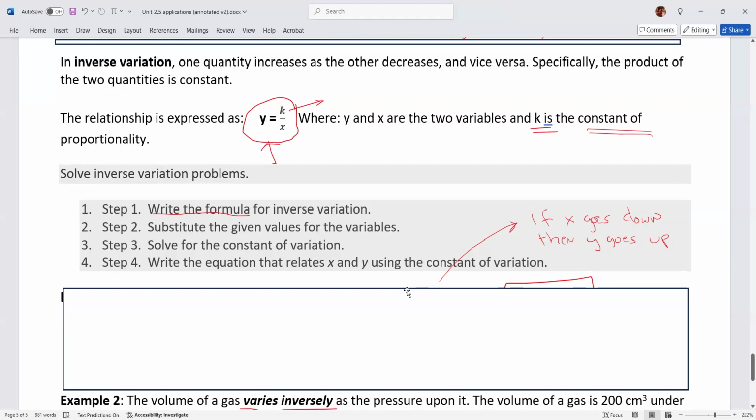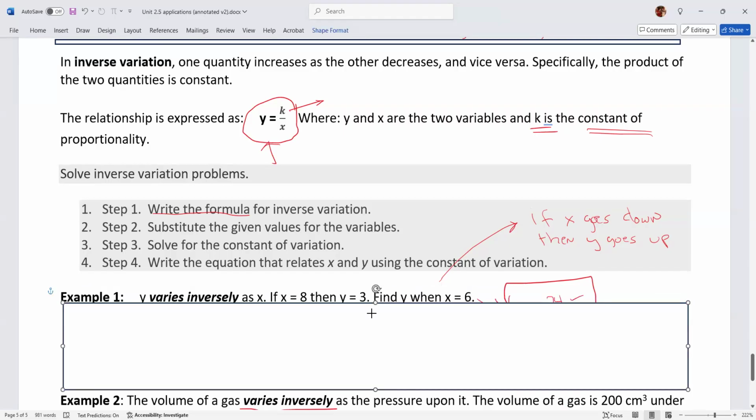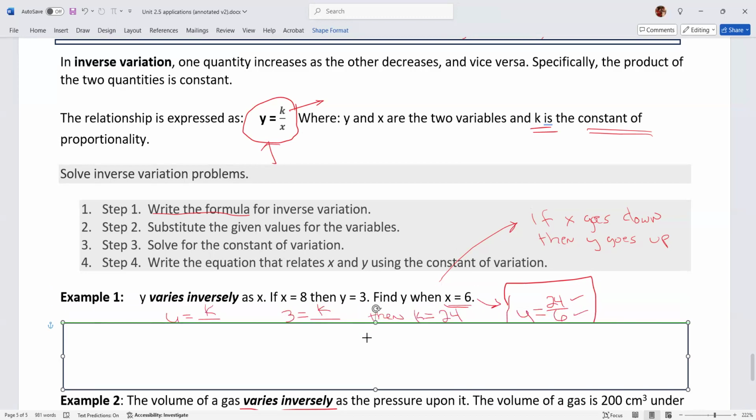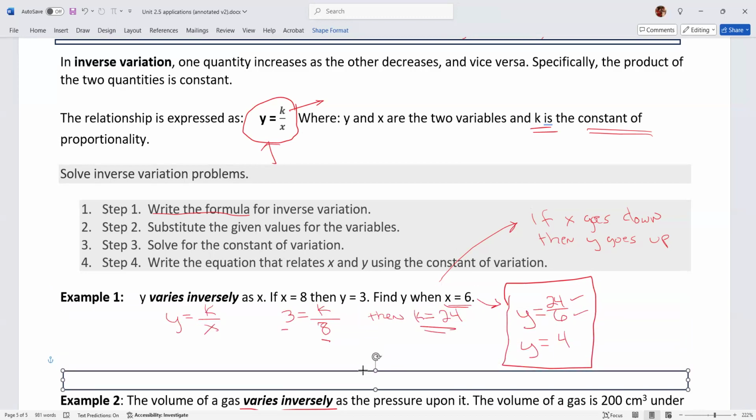Okay, so let's just look at an example. This is just too many words. Here's a generic one. Y varies inversely as x. So they give you some values. If x is 8, then y is 3. So here is my y equals k over x. And that is the first thing you do, write the formula. In this case, my y value is 3, so I write it in. My x value is 8. I've got to solve for k. Well, in this case, just multiply both sides by 8. I get k is equal to 24.